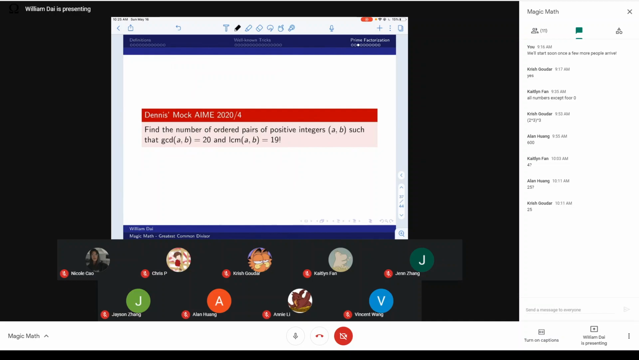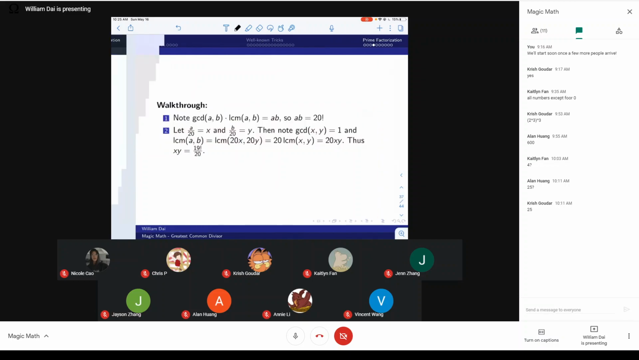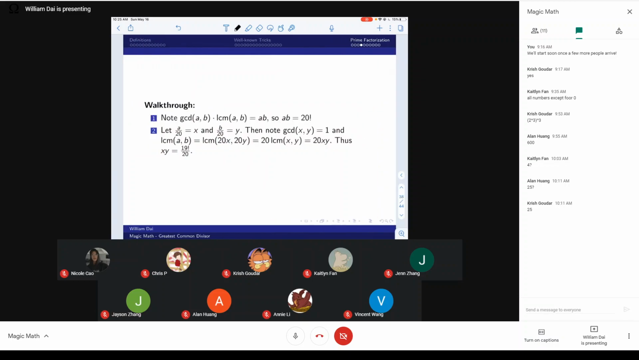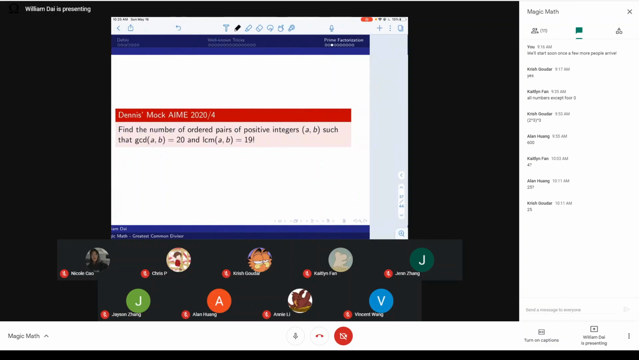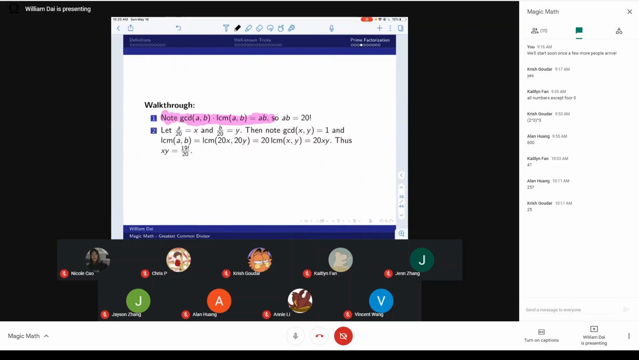Okay, we're going to actually go for this solution now. We're using one of the facts we went over in the beginning: the greatest common divisor times the least common multiple is equal to the product of the two numbers. So we can just multiply these two given values together to get AB equals 20 factorial.